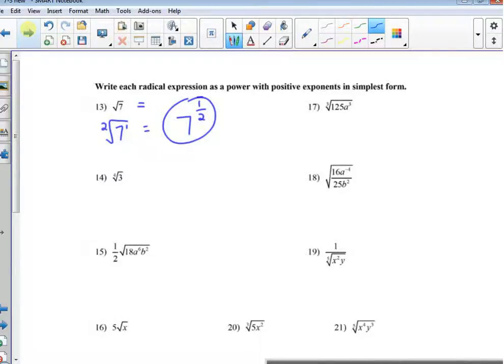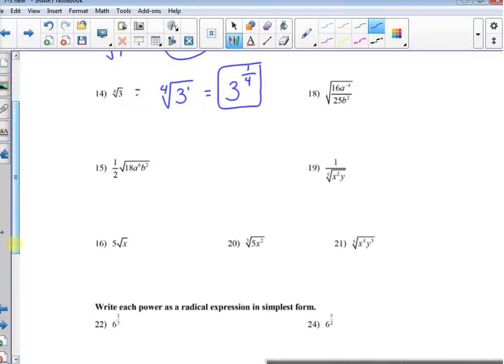14 is the 4th root of 3 to the first. You can put it on the inside or the outside. And so that's equal to 3, root on the bottom, power on the top, 3 to the 1/4.